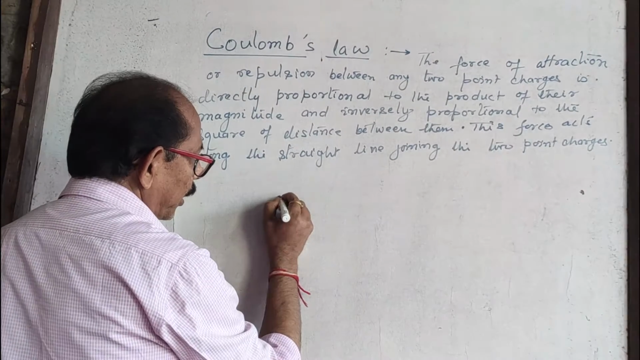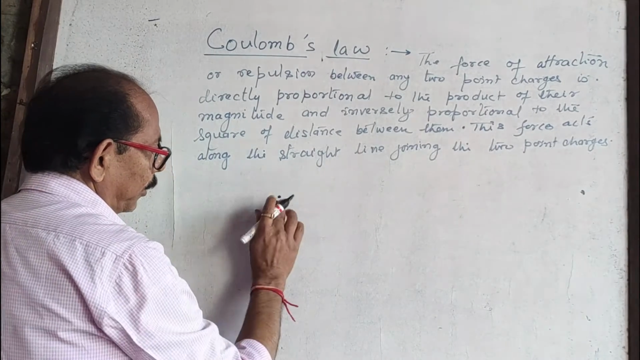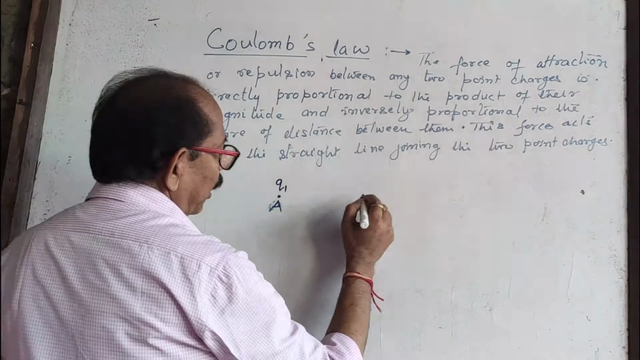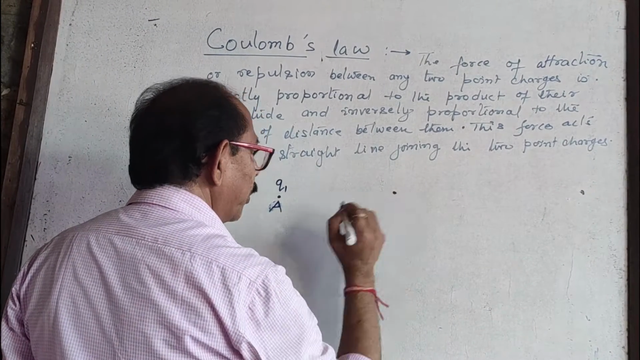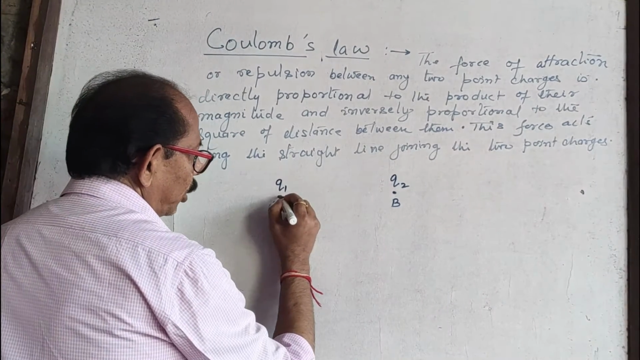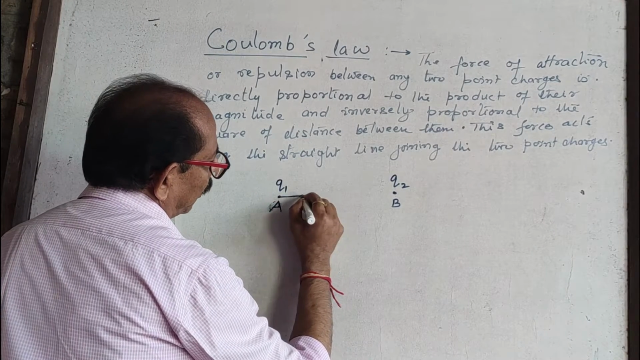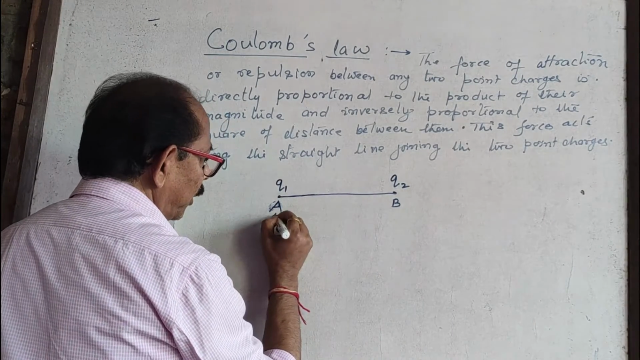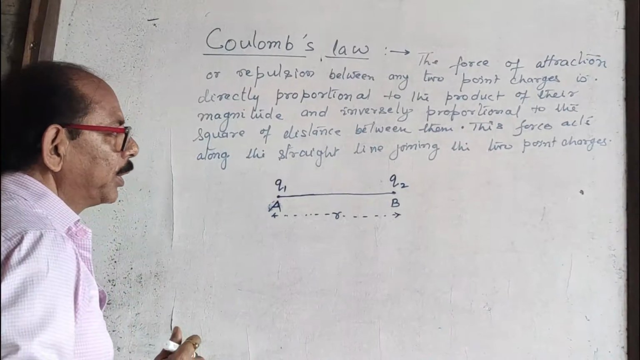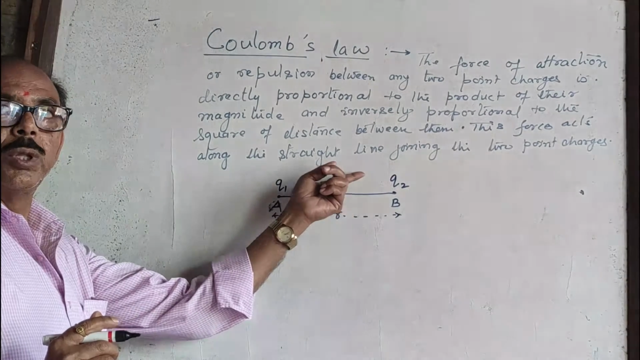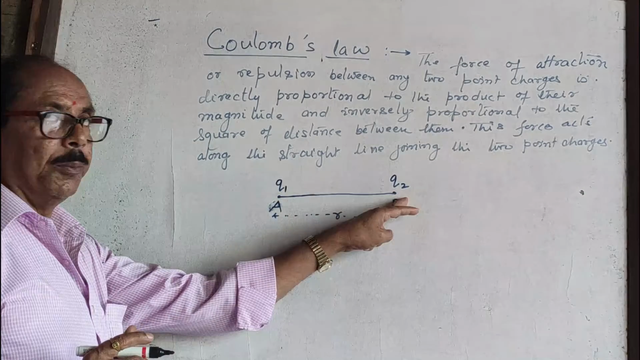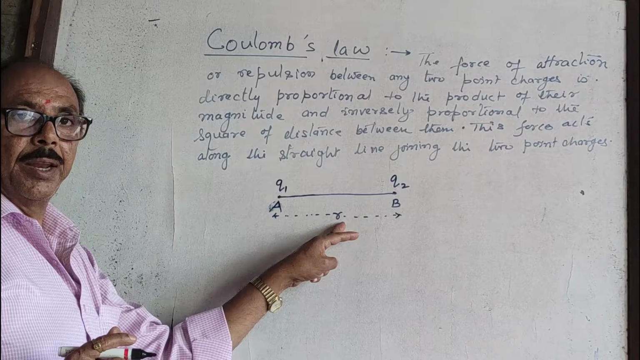Suppose this is the point A, at which a point charge Q1 is placed, and another charge Q2 is placed at point B. The two charges are separated by a distance, say R. Q1 and Q2, the two charges placed in space at points A and B, are separated by distance R.